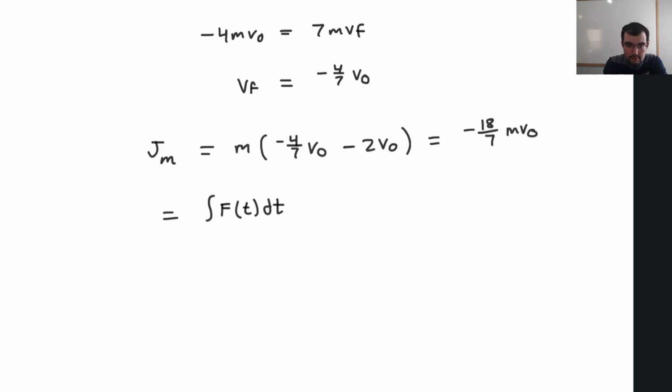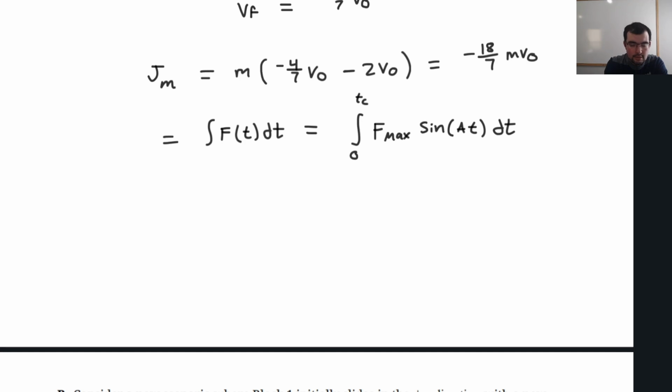And we do know the force function. The force function was given to us as F max times sine of AT, and the blocks are in contact from 0 to this contact time TC. So now we'll just integrate that. We'd get F max divided by A, and we get a negative from the chain rule because we get cosine of AT, and we just plug in from 0 to TC.